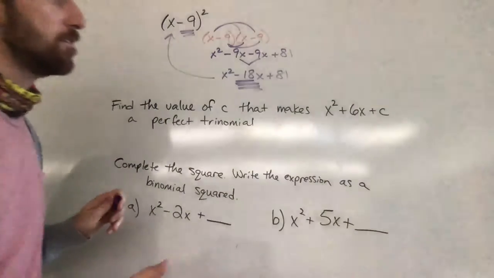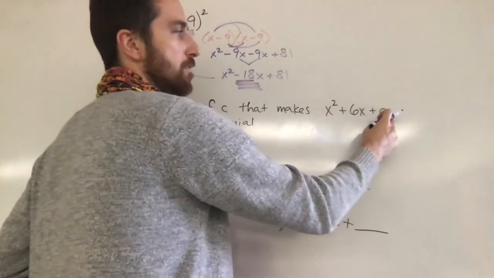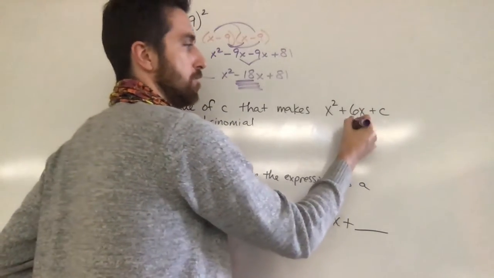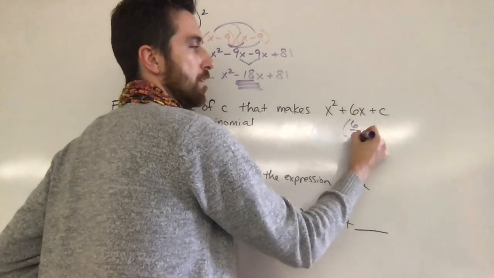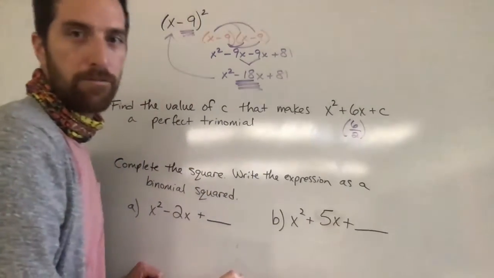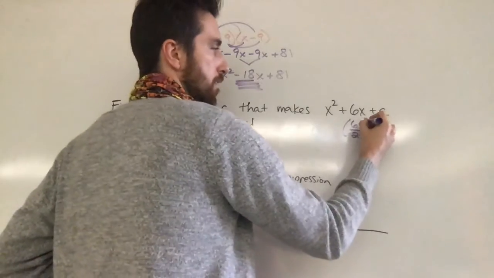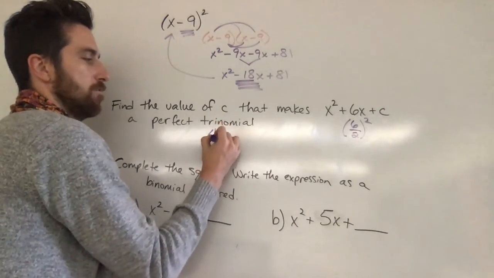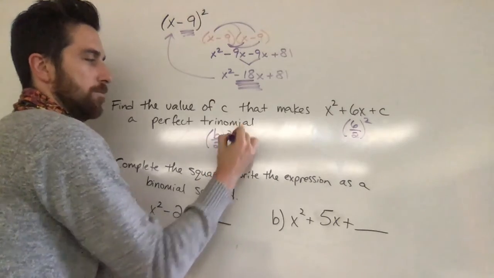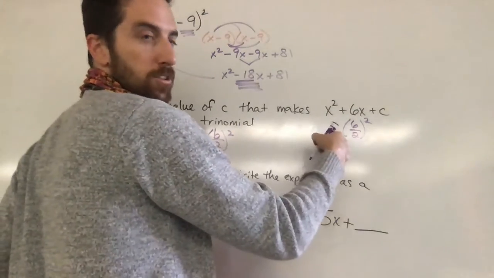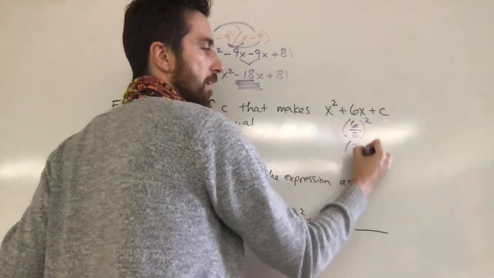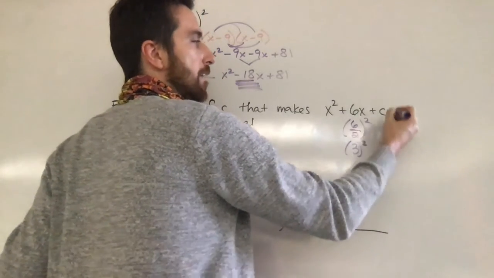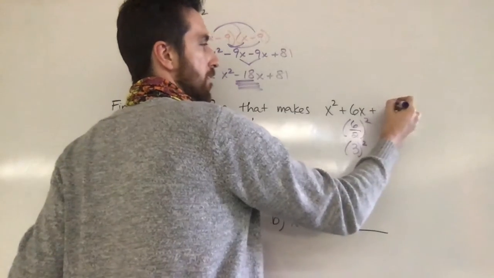So remember, if we are looking for c, the way we can do that is we cut this in half, 6 divided by 2, and then after we cut it in half, we're going to square it. So I think the original formula for this says b over 2 squared. So 6 divided by 2 is 3, and then 3 squared would be 9. So c would have to be 9. So let's just replace that there.